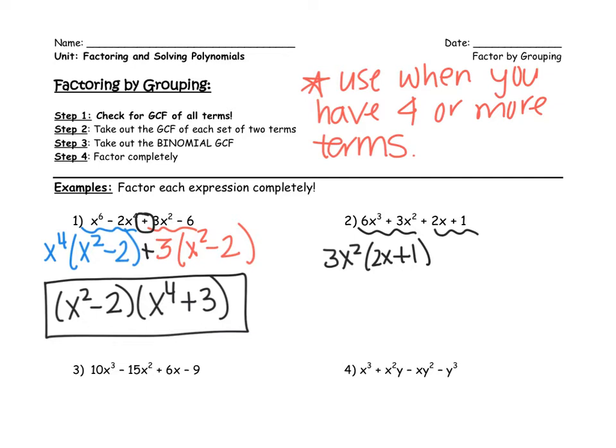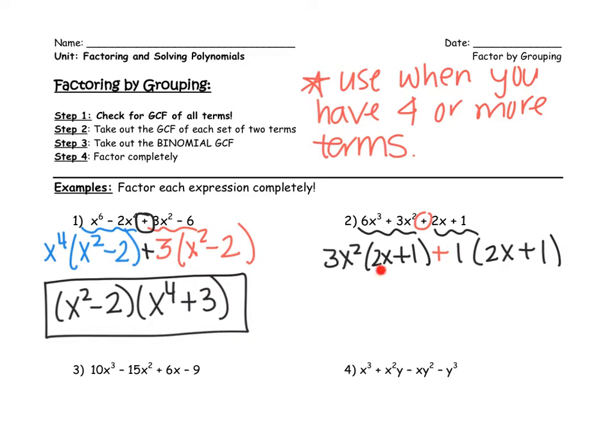Now, what is the GCF between 2 and 1? You should be thinking, well, nothing. I mean, the only thing you can divide both of those by is 1. So we're actually going to do that. Again, whatever sign is in the middle is the sign that we take down. So we're going to take down a positive 1. And when you divide 2x plus 1 by 1, we're left with 2x plus 1.